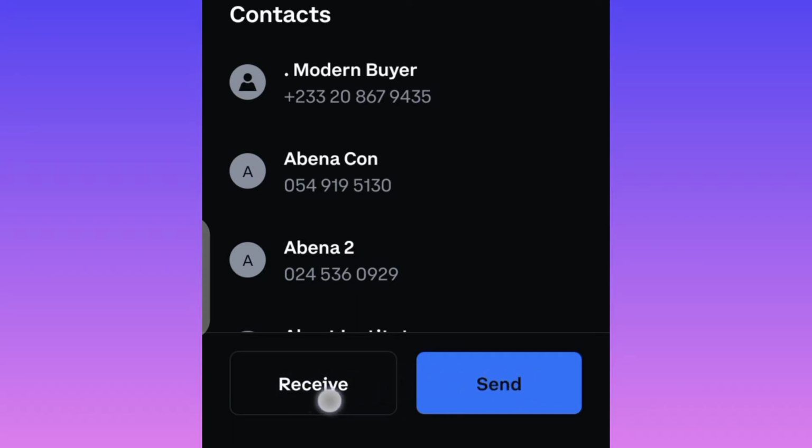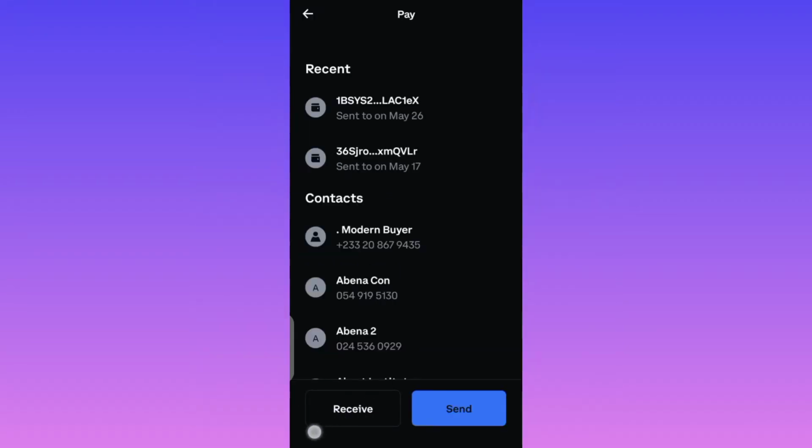So the first one here, which is the receive, simply means you want to receive Bitcoin. So this means you are buying Bitcoin. And this one here, send, simply means you are selling Bitcoin, or you want to send Bitcoin. So first of all, let's deal with receive. So I want to receive Bitcoin. So this is what I'm going to do now. I'll tap on the receive.